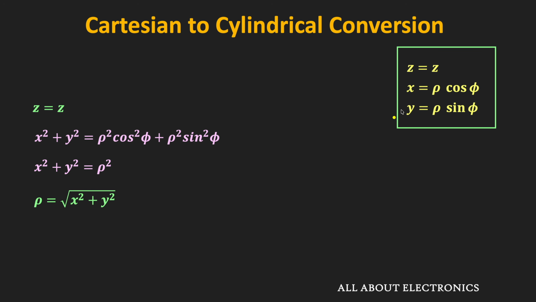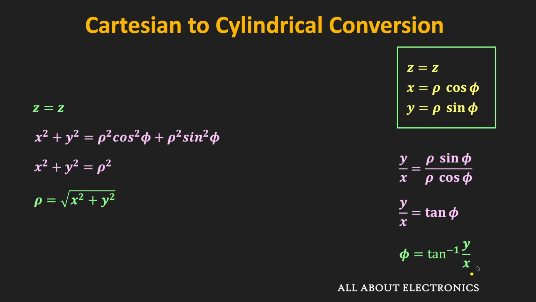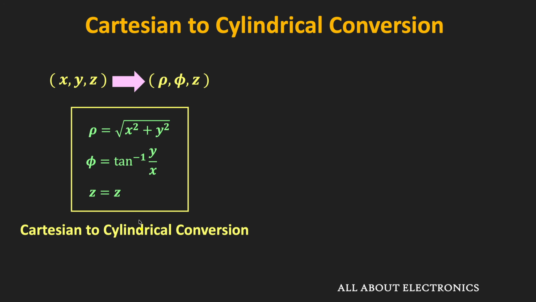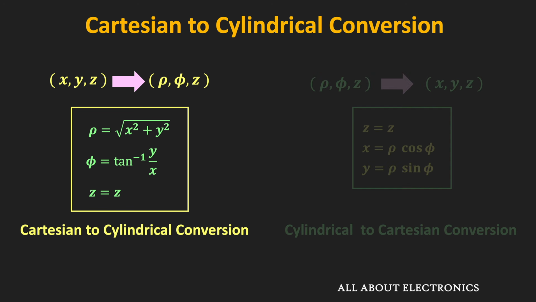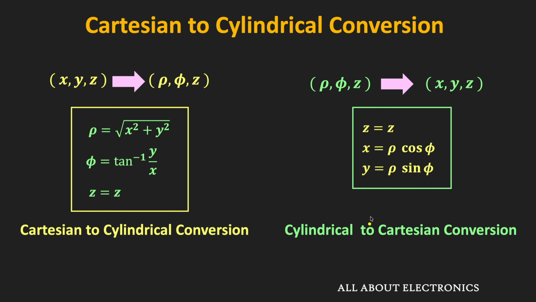And similarly, from this relationship, if we take the ratio of y and x, then we will get tan phi. If we take the inverse, then this azimuth angle phi can be given as tan inverse of y by x. So in this way, if we have been given a point in the 3D space in the Cartesian coordinate system, then using this relationship, we can find the corresponding cylindrical coordinates. And the other way around, suppose we have been given the coordinates in the cylindrical coordinate system, then using this relationship, we can find the corresponding Cartesian coordinates.